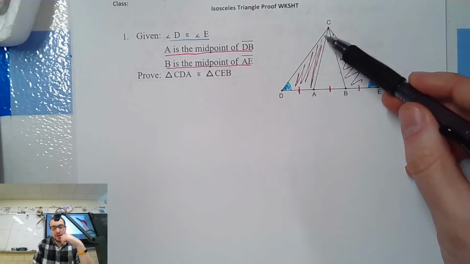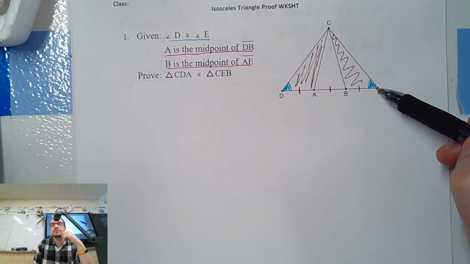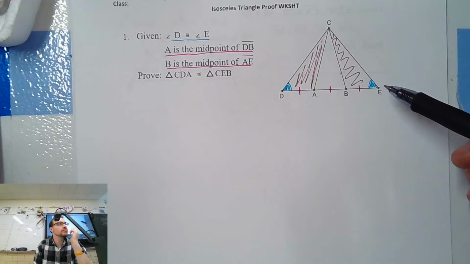CE. How do we know these two sides are going to be congruent? I don't know, that was just a thought. CA, CE.